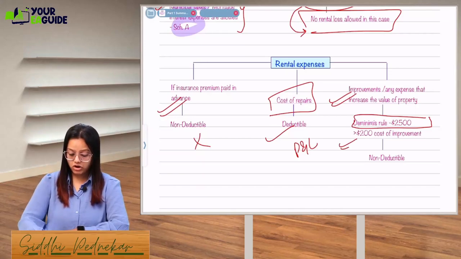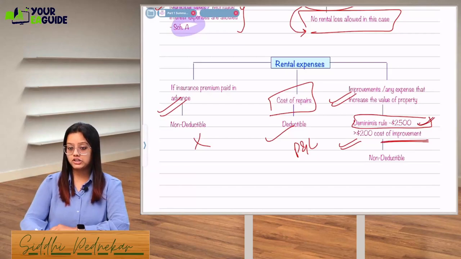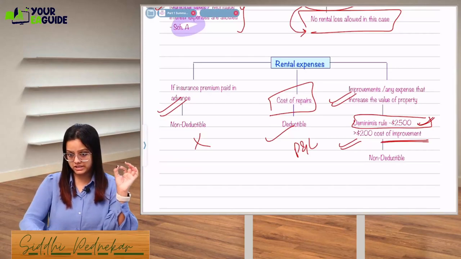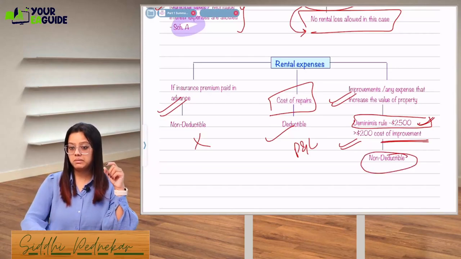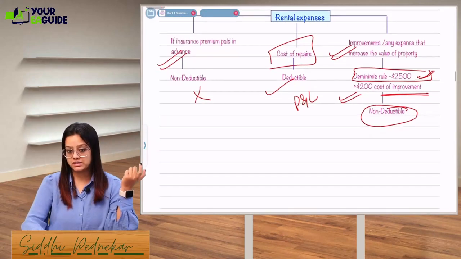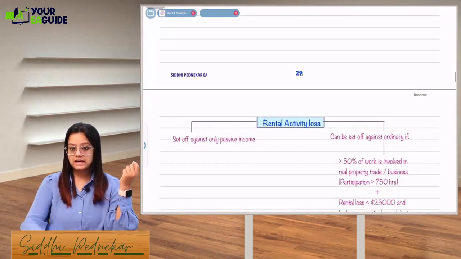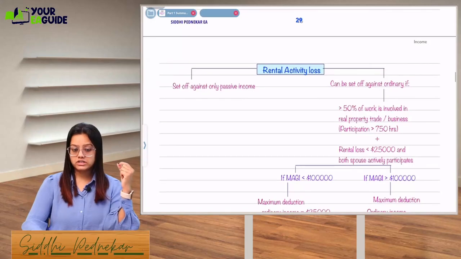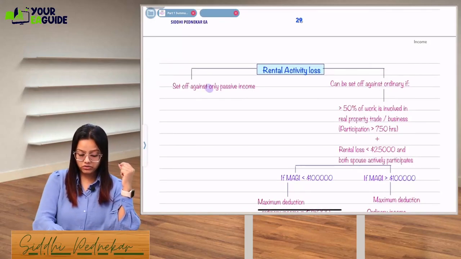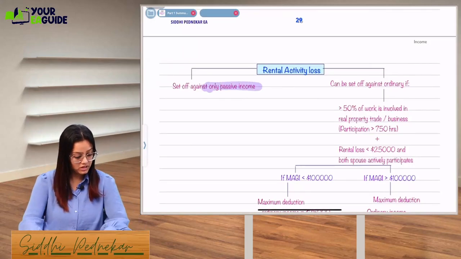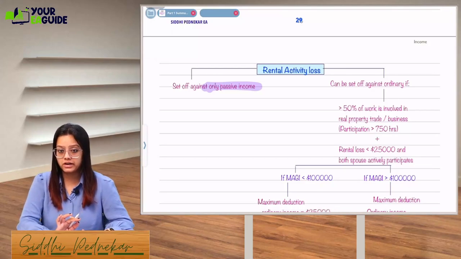Okay, and for cost of improvement, it should be more than $2,500 for any additional part you are adding to be added as a capital expense. It will not be deductible, meaning it will be added as a capital expense. Okay, now let's see, in case of rental activity loss, it should be set off only and only against passive income. We still have 6 minutes, we'll complete the rental property topic.